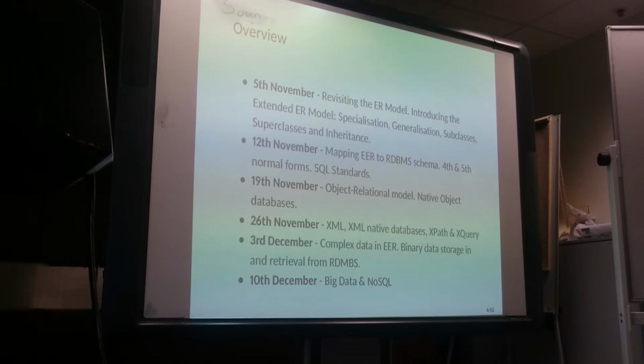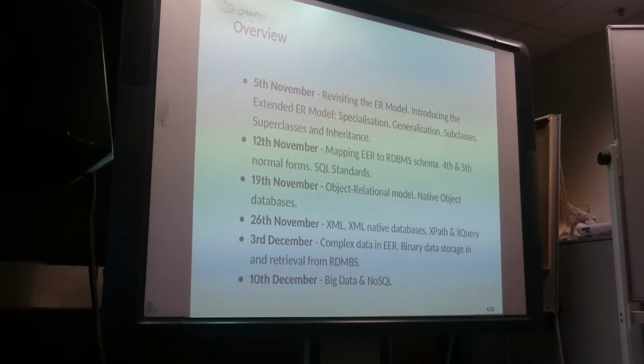We're going to look at the 4th and 5th normal forms. You think the first 3 were bad enough? And we're also going to look at another one which I haven't put on there. It's called the Boyce-Codd normal form, BCNF. And we're going to look briefly at SQL standards and how they've evolved over the years.